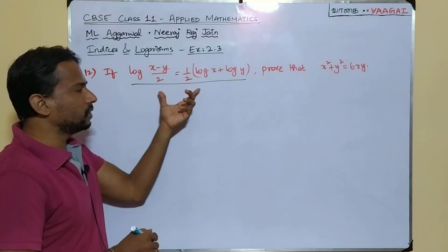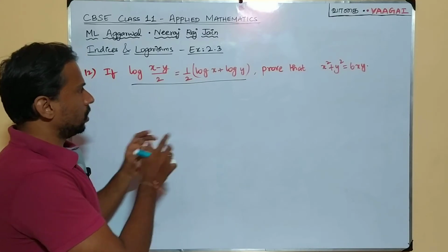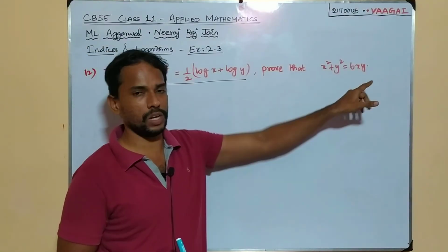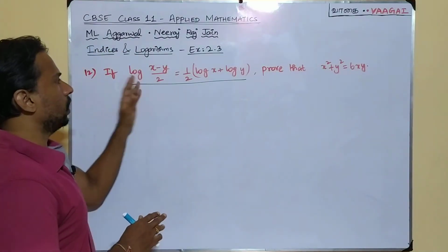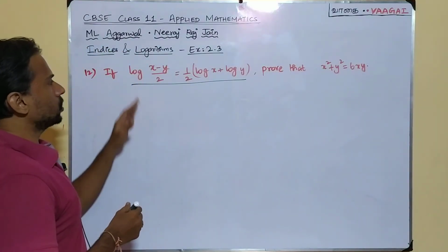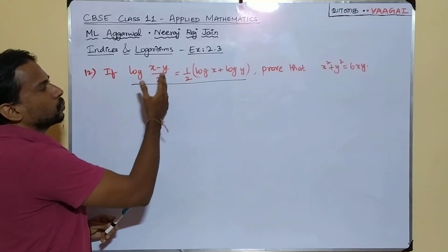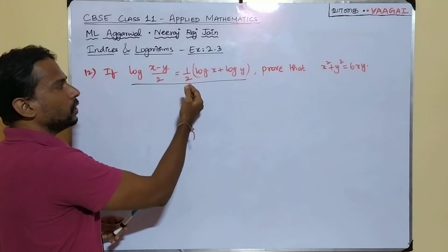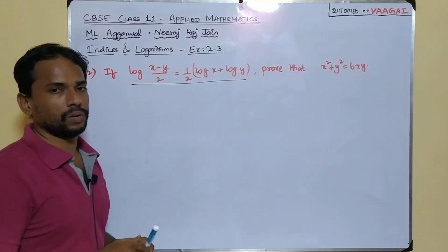So we have to do some kind of steps. We have to just solve this, and finally we need to prove that x square plus y square is equal to 6xy. This is what we are expected to do. So let us start from here. This is what is given here, right? Log of (x minus y) whole divided by 2 is equal to 1 by 2 into (log of x plus log of y). This is what we have, right?